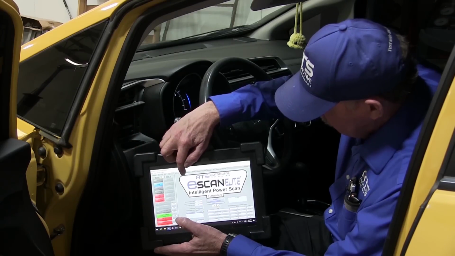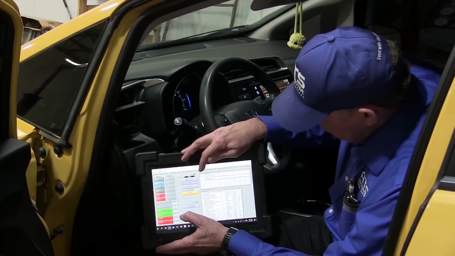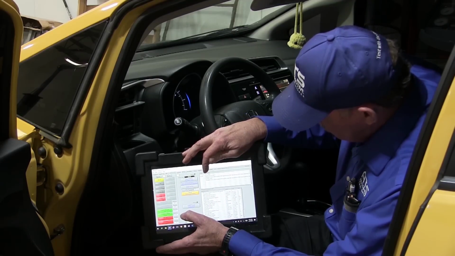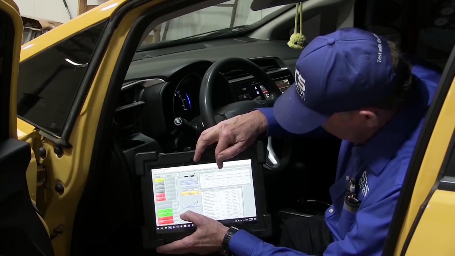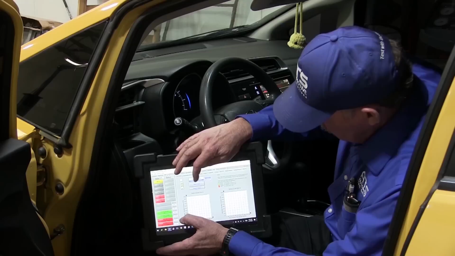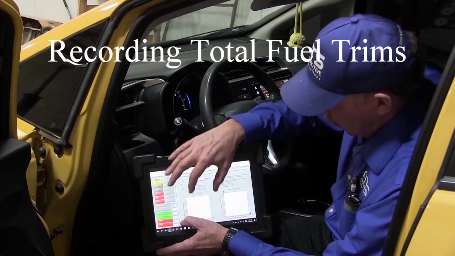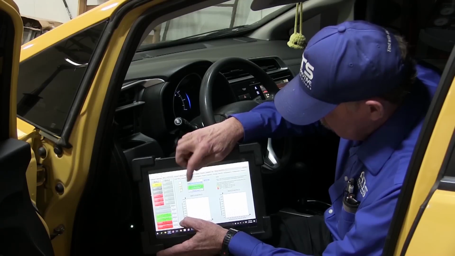So let's go ahead and take a look at the DTCs. So we have a DTC here, a P0172, system's too rich. So what we need to do now is we want to go to the sharpshooter and we want to go to the fuel trim tables, and I want to load these fuel trim tables. So we can go ahead and start this.